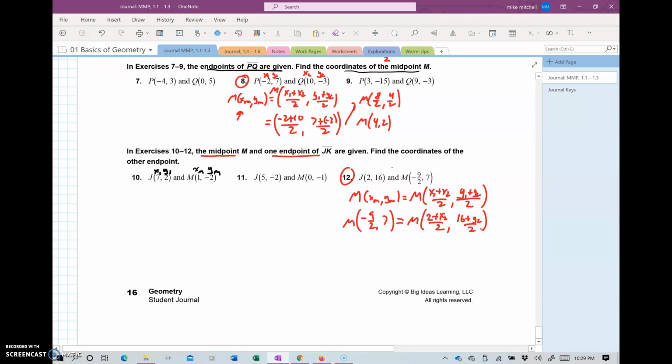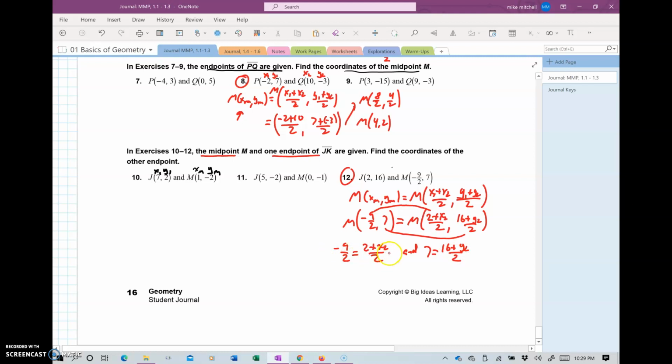So now this is where it gets a little tricky. This has to equal this. This has to equal this. You get two equations there. So I'm going to have negative 9 over 2 equals 2 plus x2 over 2. And then I'm also going to have 7 equals 16 plus y2 over 2.